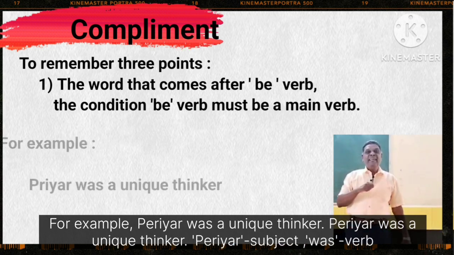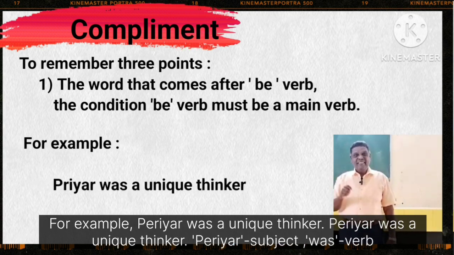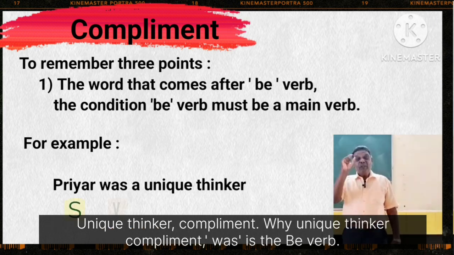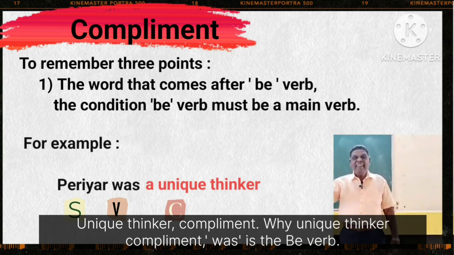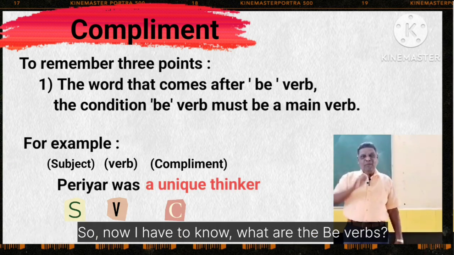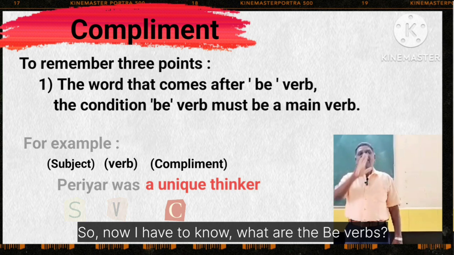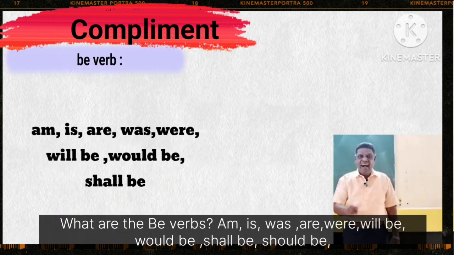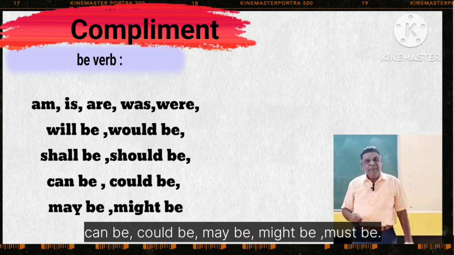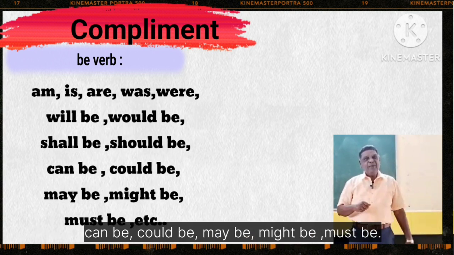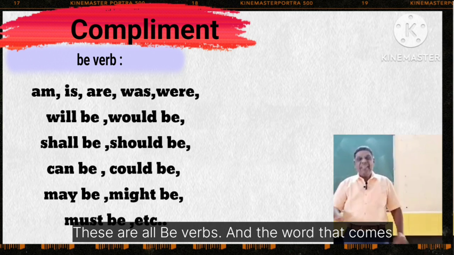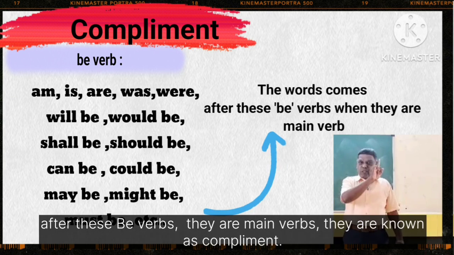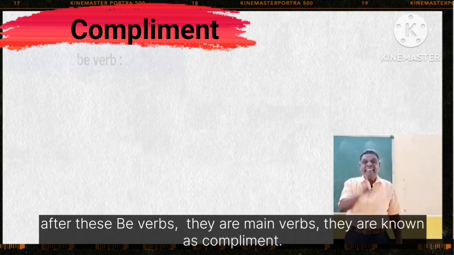For example, Periyar was a unique thinker. Periyar, subject, was, verb. Unique thinker, complement. Why is unique thinker complement? Was is the be verb. So now I have to say, what are the be verbs? Am, is, was, are, were, will be, would be, shall be, should be, can be, could be, may be, might be, must be. These are all be verbs. And the word that comes after these be verbs, when they are main verbs, is known as complement.